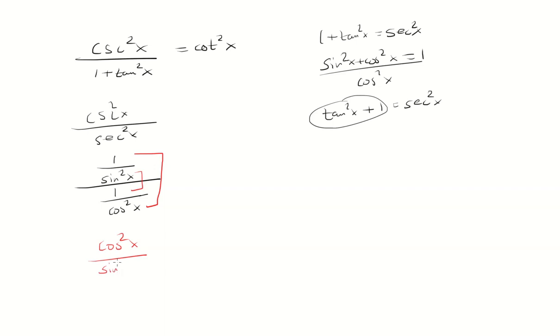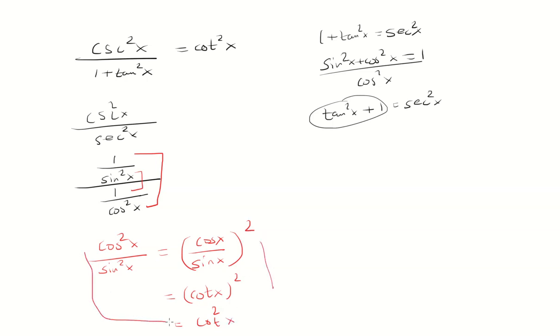So sine squared times 1 is sine squared. And then cosine squared over sine squared is cotangent squared. But if you want, you can say this is cosine over sine, squared, which is just cotangent squared. So this is extra work if you want, but you could go from here to here. And so that verifies the identity.